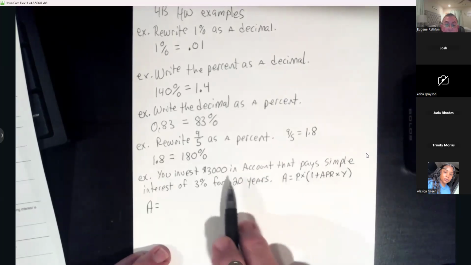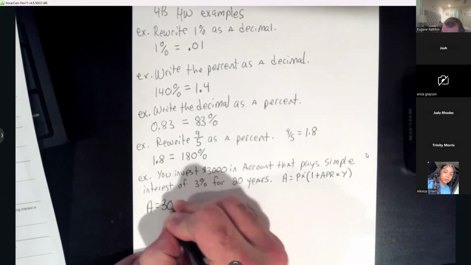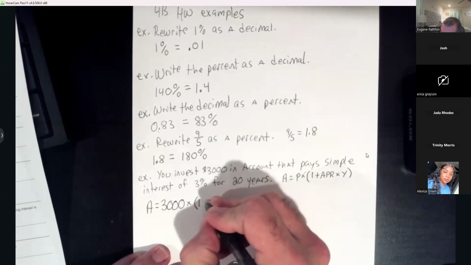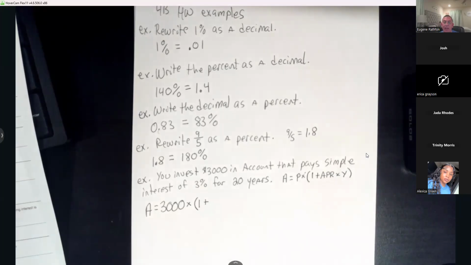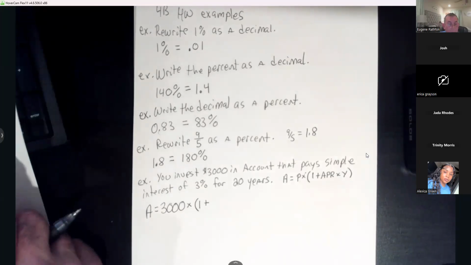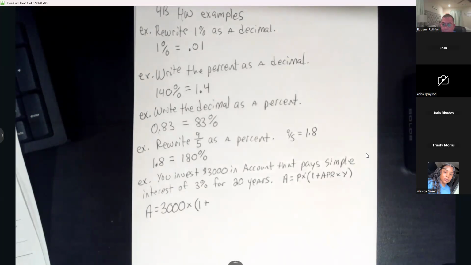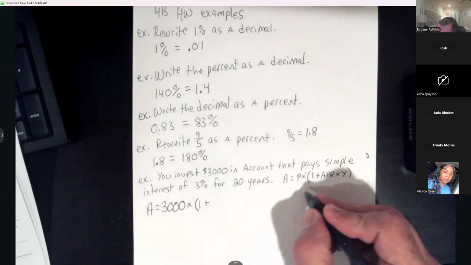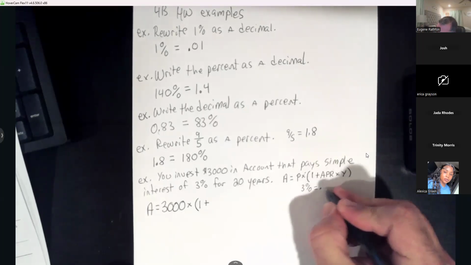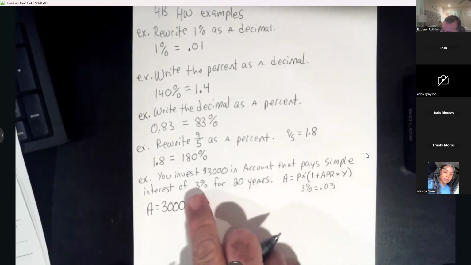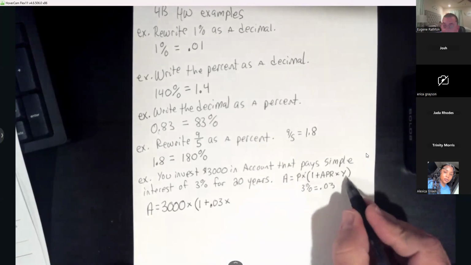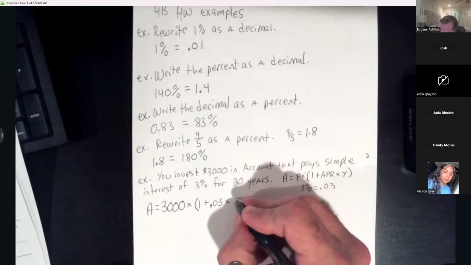All right, y'all, here we go. P, 3,000 times my parentheses, 1 plus. All right, y'all, that 3%, I need a decimal. So 3%, 0.03, good job. So that'll be 0.03 in for APR. And then that's times Y, which is the number of years, and that was 20.